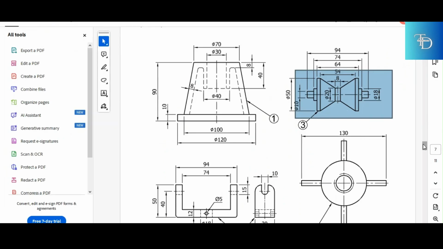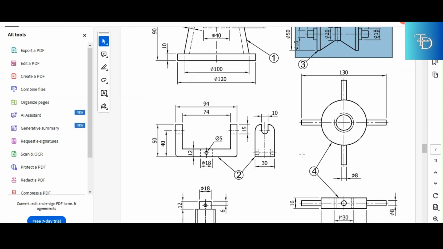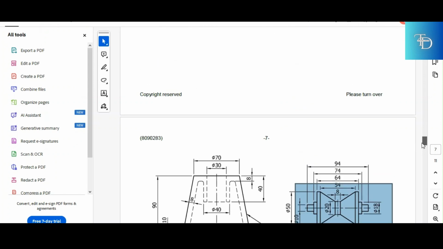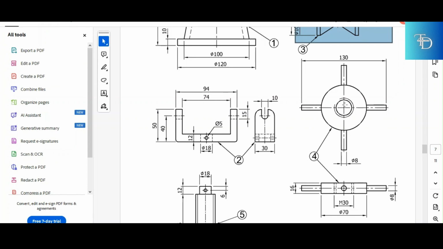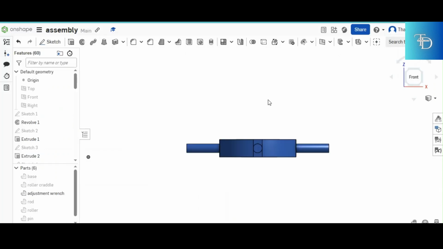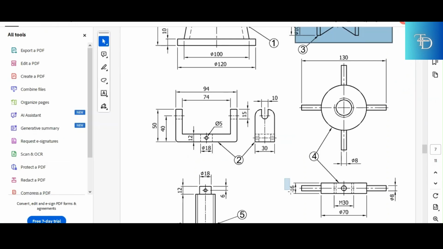Following part is part number what? Part number 4. The following part is part number 4, which is the adjustment range. So we have the top view, which means your part, your 3D part in your mind from the top, it should look like this. And then from the front view, it should look like this. So the front view of the adjustment range, it's given like this. This is the front view. This is the front view right there.